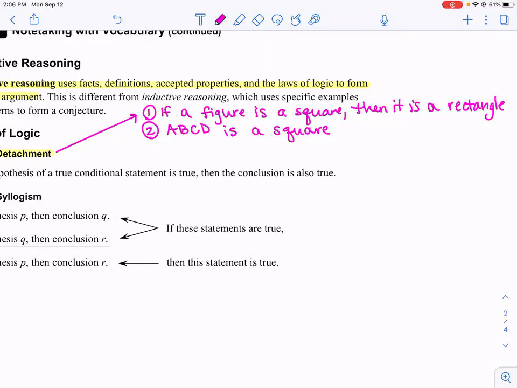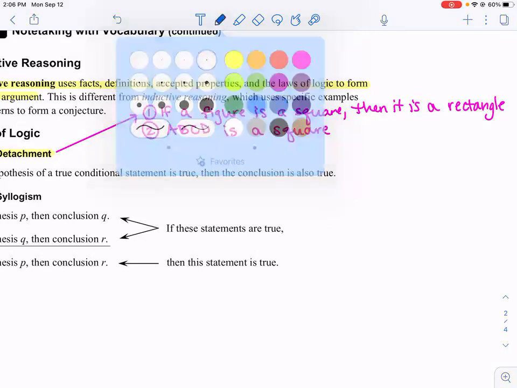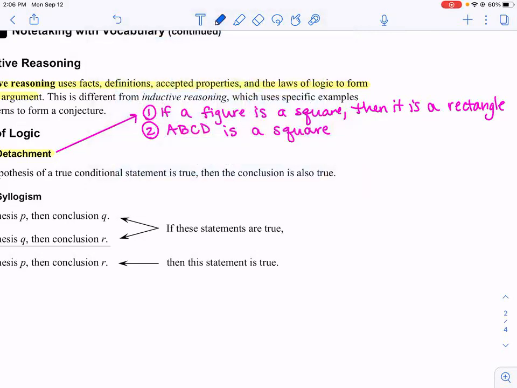Okay, so here I have 2 statements. Statement number 1, Carson. If a figure is a square, I know, and I'm just telling you, did you write this down? If a figure is a square, then it is a rectangle. Statement number 2, ABCD is a square. Write those 2 things down. And we're going to use the law of detachment to come up with a conclusion. Yes, be quiet and write it down. Dalton, you are not helping. Just be quiet.